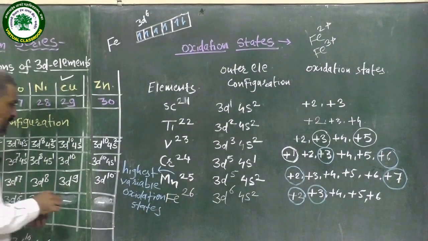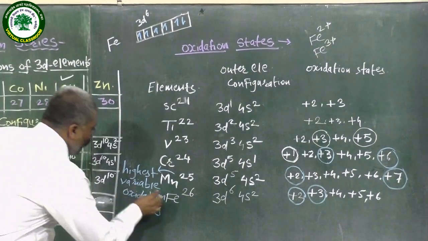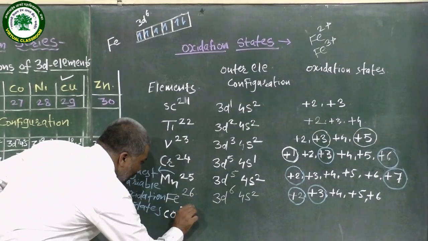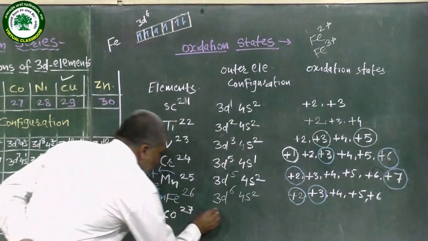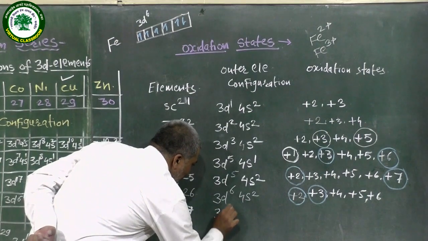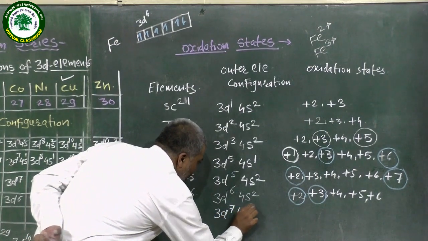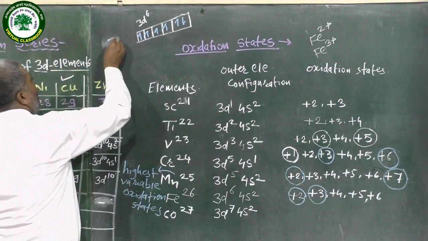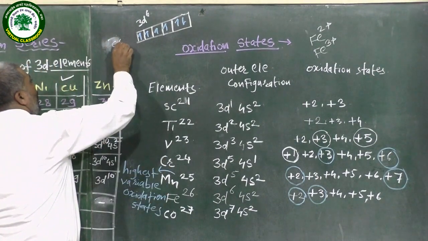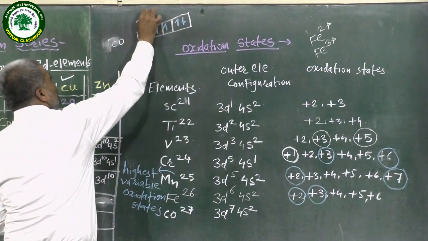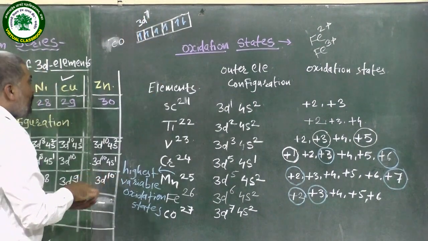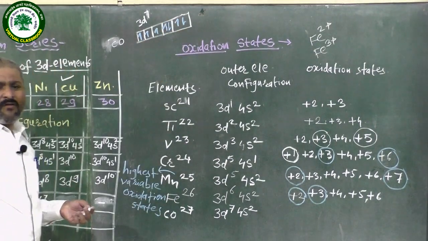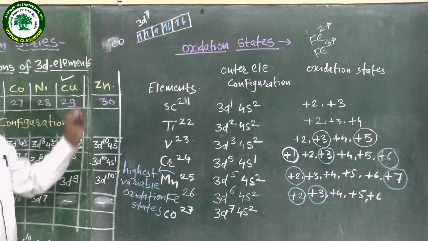Okay, next, after Fe, cobalt is there. Cobalt, having the atomic number 27, has the electronic configuration 3d7 4s2. In the case of cobalt, the configuration is 3d7. Then what? 2 to 4 to 6. Again, one more electron is paired in the d subshell.